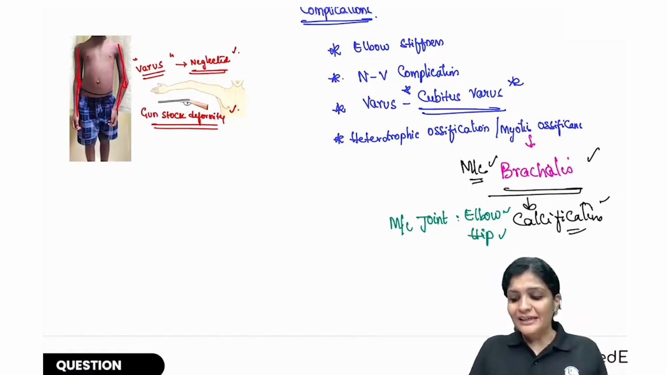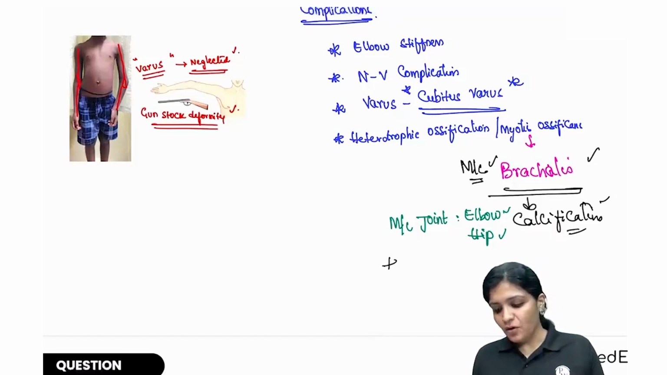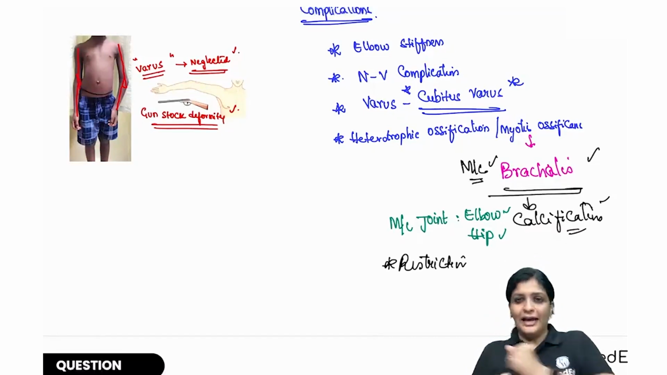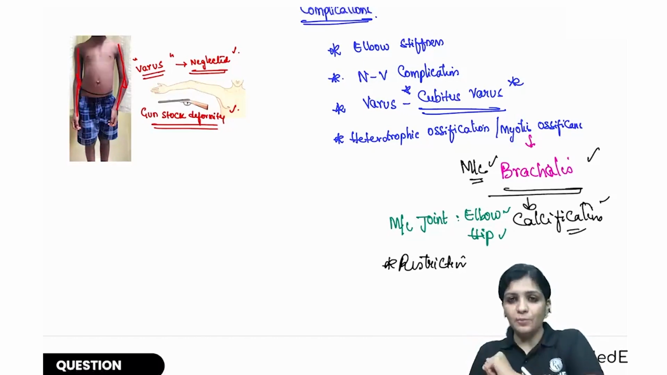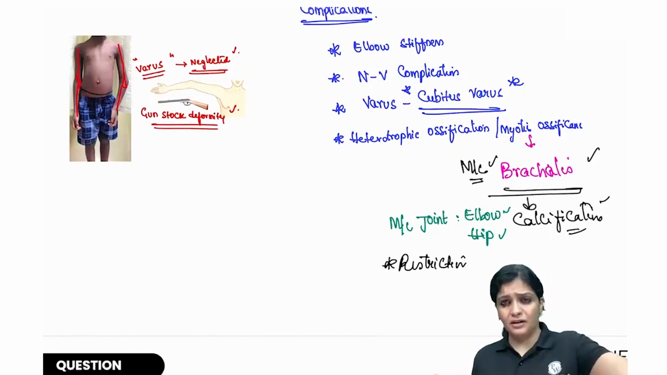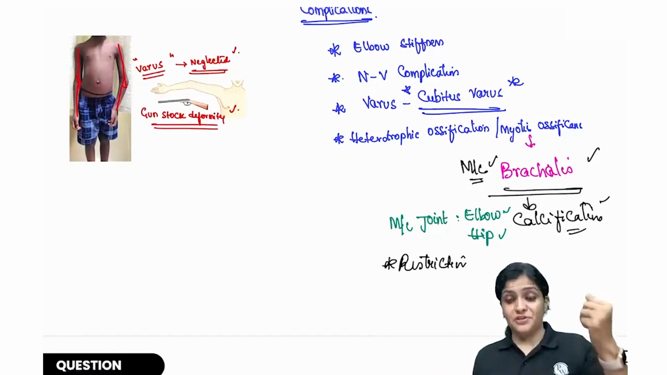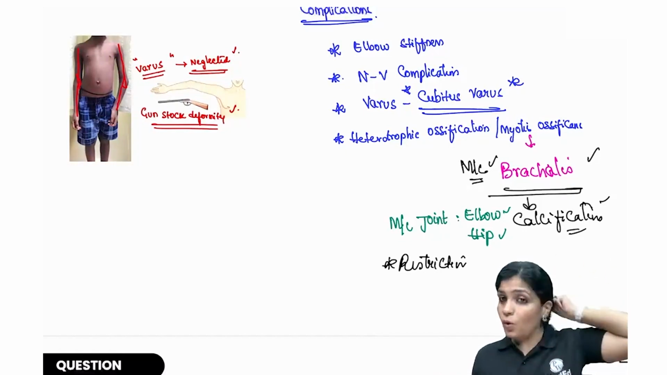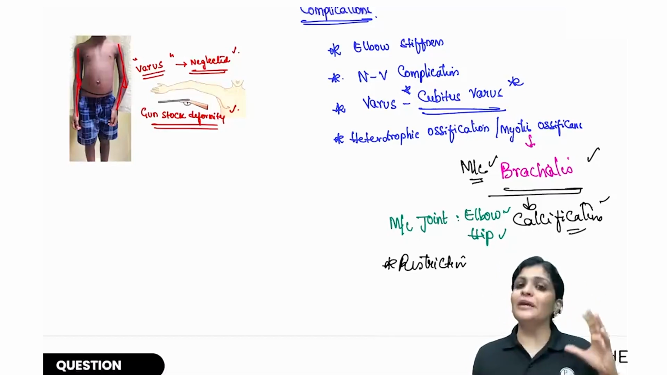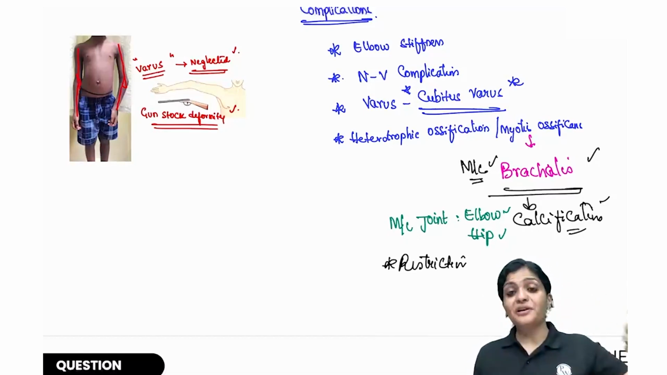He presents with restriction of movements, because the brachialis is attached up to your elbow joint, and whenever there is a bone present in the joint, the movement does not occur. So there will be a restriction, especially flexion. So the patient cannot eat, cannot comb, cannot do his regular activities. Hence he will come to you because of the restricted activity.